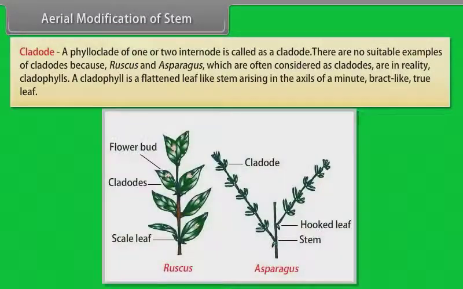Cladode. A phylloclade of one or two internodes is called a cladode. There are no suitable examples of cladodes, because Ruscus and Asparagus, which are often considered as cladodes, are in reality cladophylls. A cladophyll is a flattened leaf-like stem arising in the axils of a minute, bract-like true leaf.